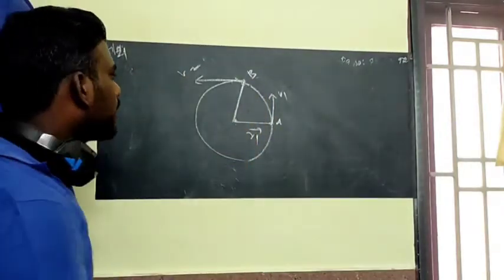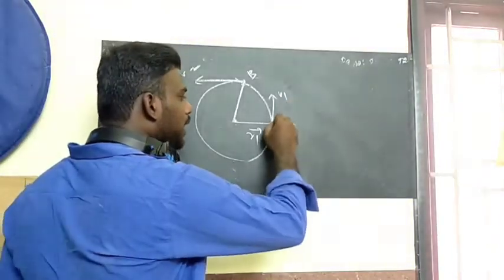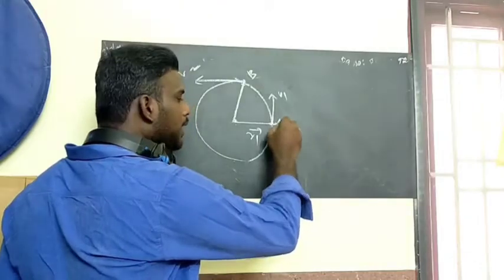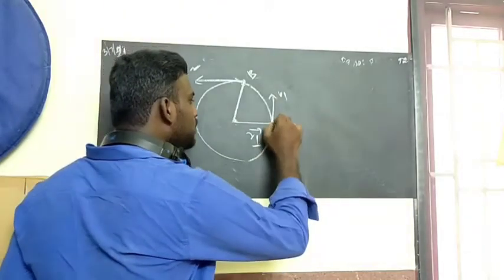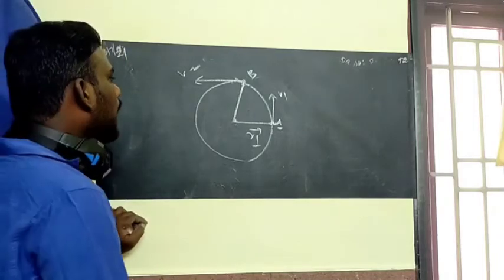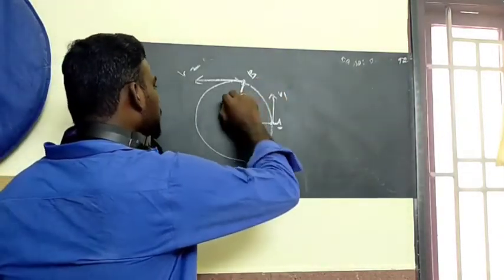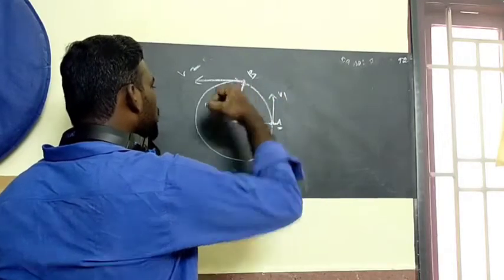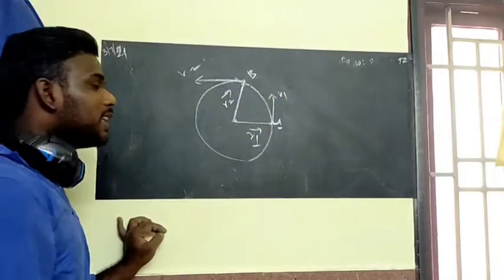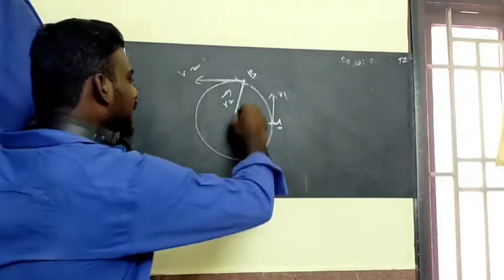Is that clear? Please understand this one. Initially the particle is at point A. The position vector of point A will be R1, and this will be the direction of velocity. After some time t, the particle is at point B. The position vector of B will be R2 vector, and the direction of the velocity at point B will be V2, and there is an angle called del theta.